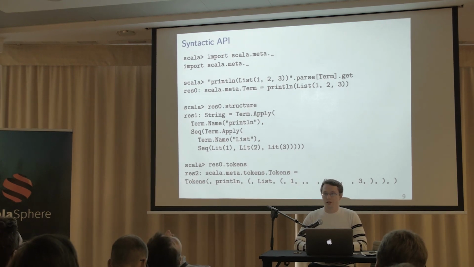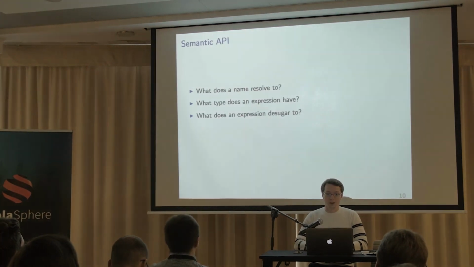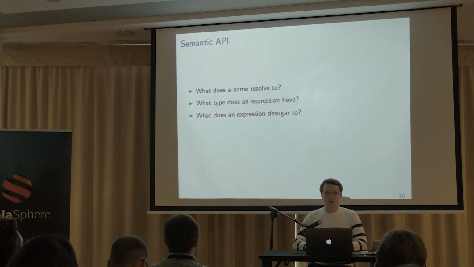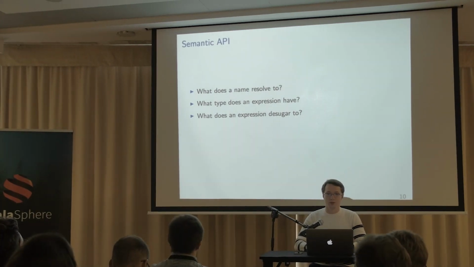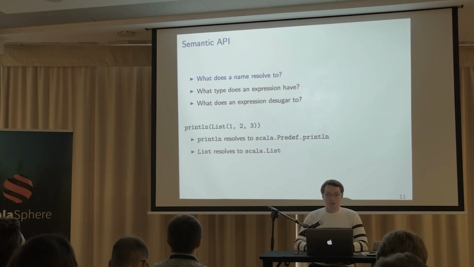Again, I like to categorize semantic APIs into three big groups. The first group helps us answer the question, what does a given name resolve to? So in the previous example, we saw println and List. So what do these guys mean? Well, since we know the Scala standard library, we can immediately answer the question. So println is defined in Predef, and List is just a type alias in the scala package. But for more involved programs, that's a much more complicated question. And this is something that dev tools would like to know the answer to.